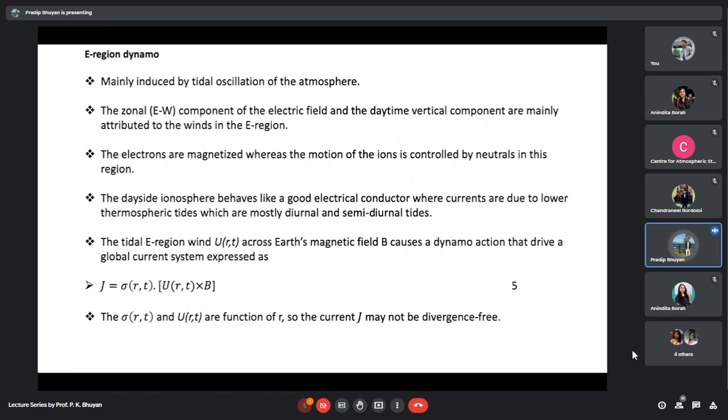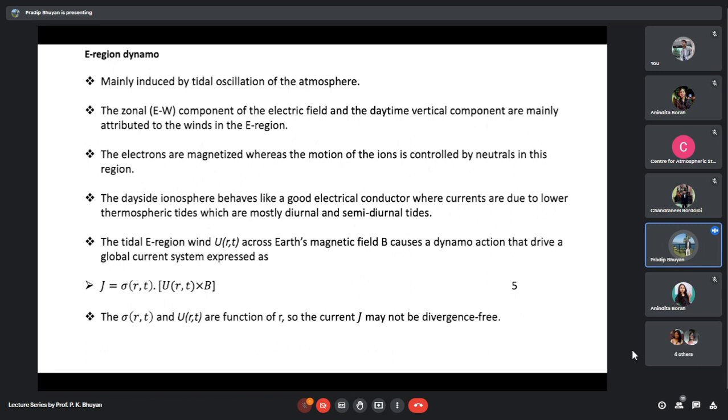The electrons are magnetized, they won't be controlled by the neutrals or collisions, but ions are controlled by collisions. So the day-side ionosphere behaves like a good electrical conductor where currents are due to lower thermospheric tides, which are mostly diurnal and semi-diurnal tides. Depending on latitudes, depending on the position on Earth, you can have diurnal as well as semi-diurnal tides. Okay. Now, what is diurnal? Diurnal is once in a day.